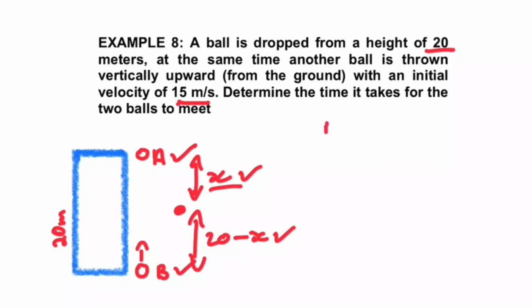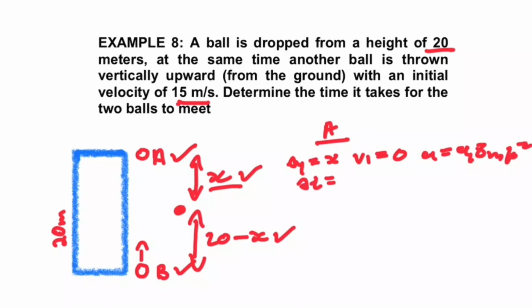Let's pay our attention to A first. So for A, we have delta y, which equals x. It is being dropped, so Vi is equal to 0. The acceleration is 9.8 meters per second squared. What else do we have? We're interested in the time. The equation that we're going to use is delta y equals Vi delta t plus a half acceleration delta t squared.